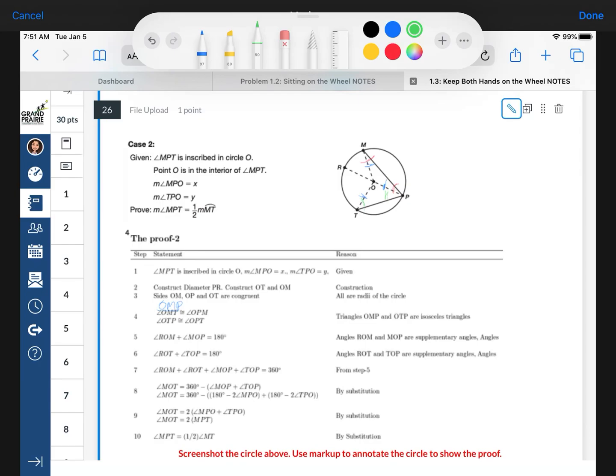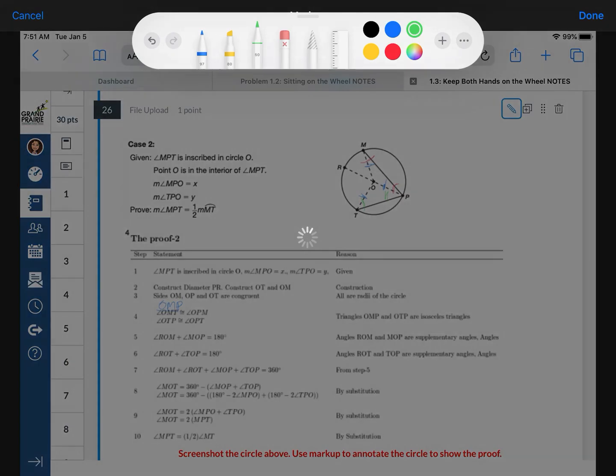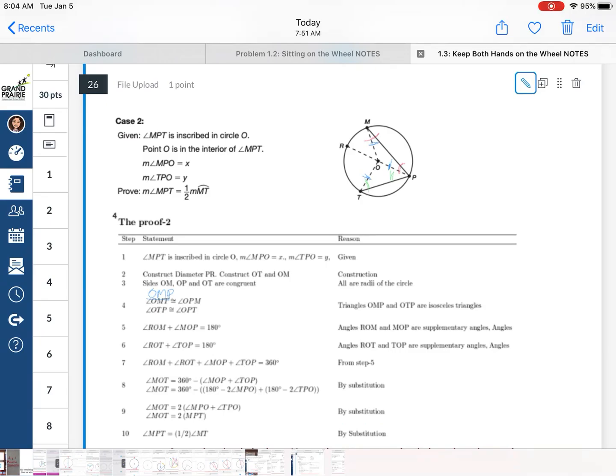All right, so make sure you keep those annotations and you upload your annotations to Canvas.